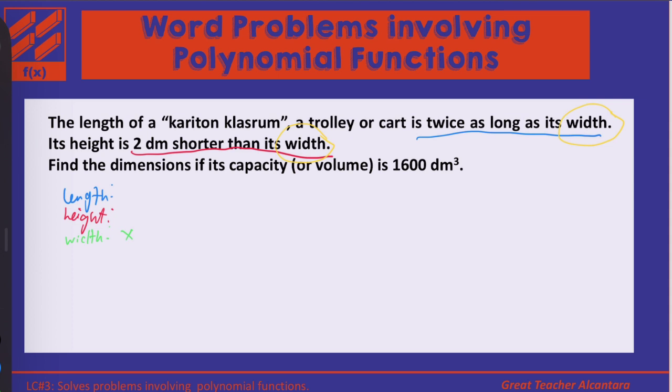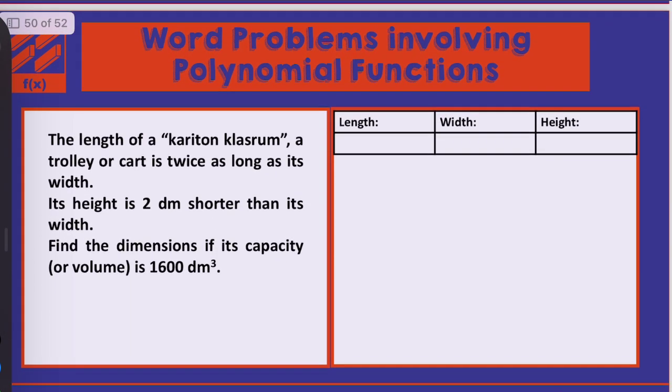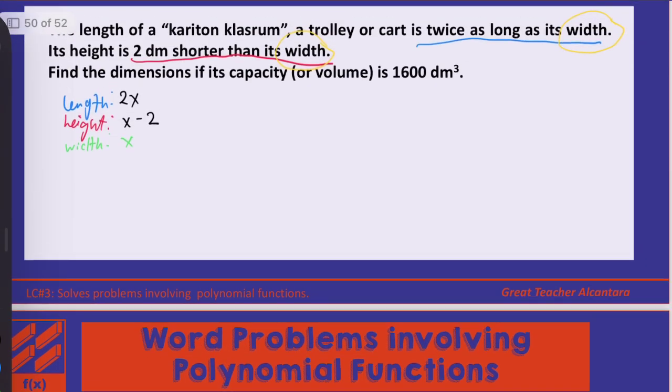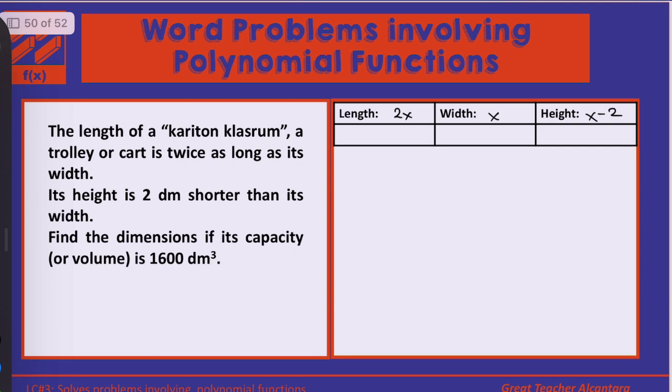Anyway, you have here the length is twice as long as its width. So therefore, your length is going to be 2x, since twice. And then for your height, it's 2 decimeters shorter. So your width is x, so shorter is x minus 2. So now, since you have that, you're going to use all those three things in order to answer the word problem. So you have the length as 2x, width as x, height as x minus 2. So we continue with that one.